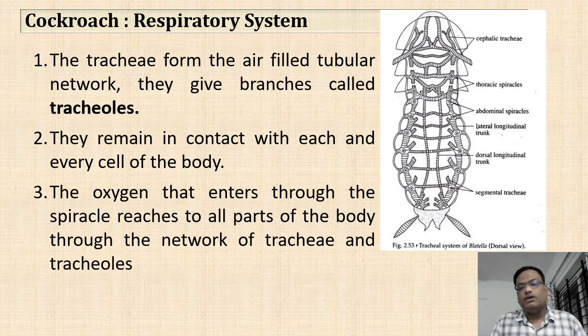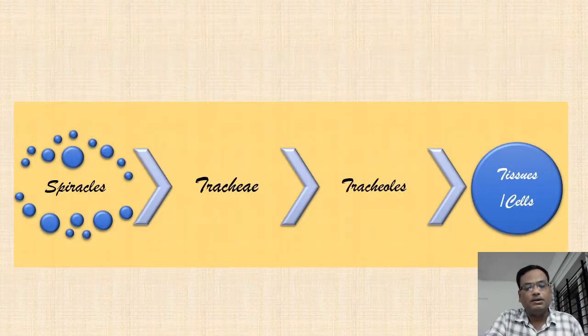That means all the tissues of the cockroach body have tracheoles from which they are going to get the oxygen directly. They remain in contact with each and every cell of the body, which I already mentioned. The oxygen that enters through this spiracle reaches to all parts of the body through the network of tracheae and tracheole. Just with this picture, you can just visualize the air that enters through the spiracles.